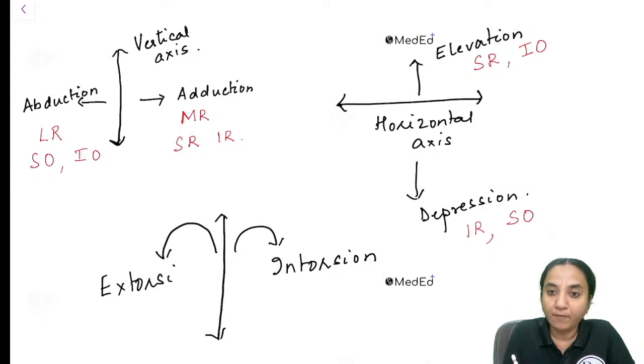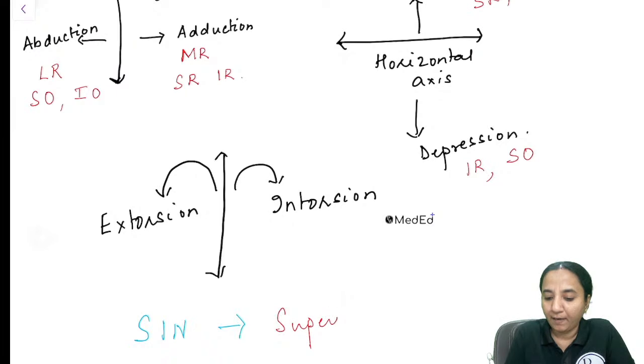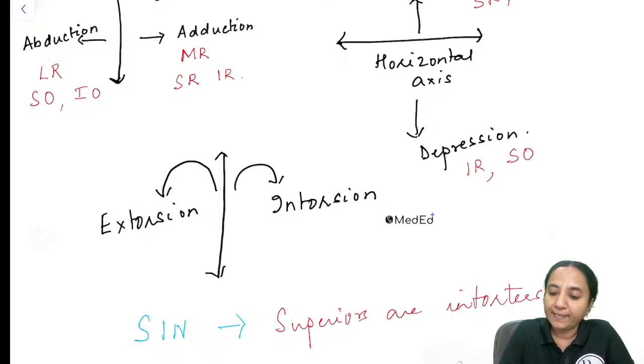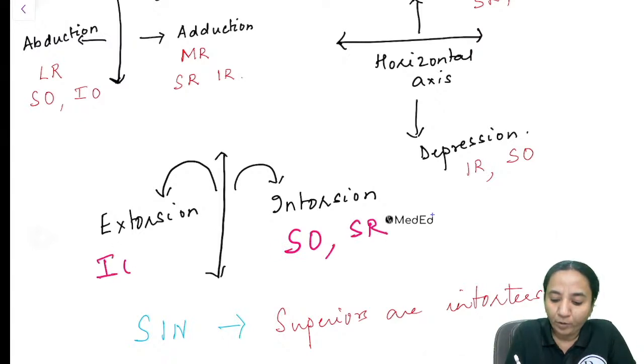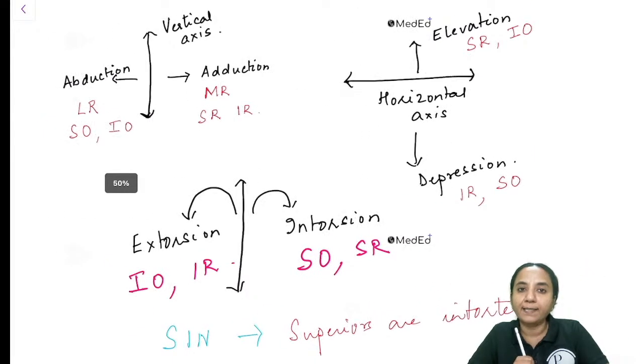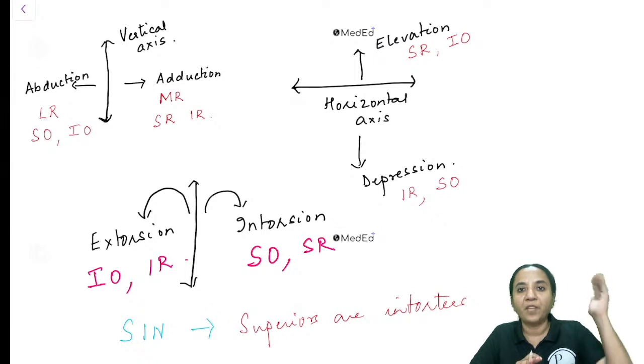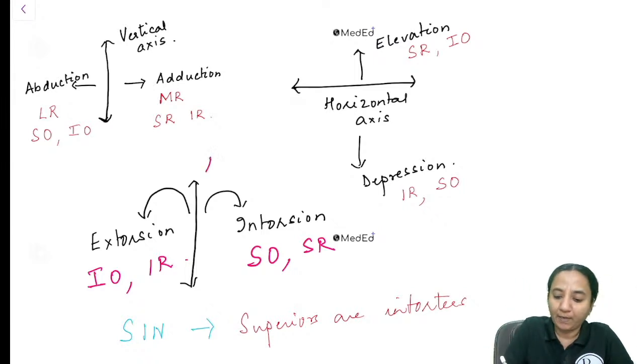Now, which are the intorters and which are the extorters? This is remembered by the simple mnemonic SIN. SIN stands for superiors are intorters. So which are our intorters? Our intorters are the SO, the superior oblique, and the SR. So SO and SR are our intorters, and obviously therefore the IO and IR are our extorters. So these are the three axes on which the different ocular movements take place: the vertical axis, the horizontal axis, and the anteroposterior axis.